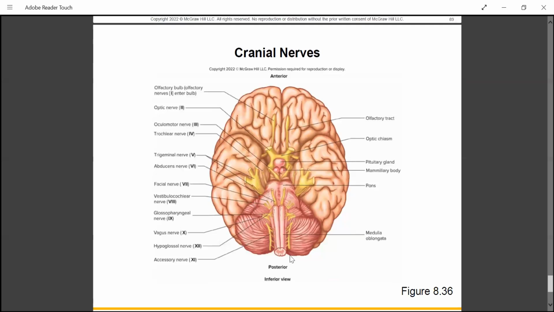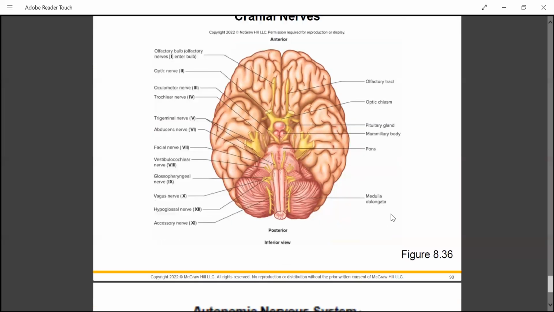And this just kind of shows how our cranial nerves are distributed throughout the brain. So you see they kind of go from anterior to posterior, and they travel down the brainstem as well. You certainly do not need to know locations for any of that.